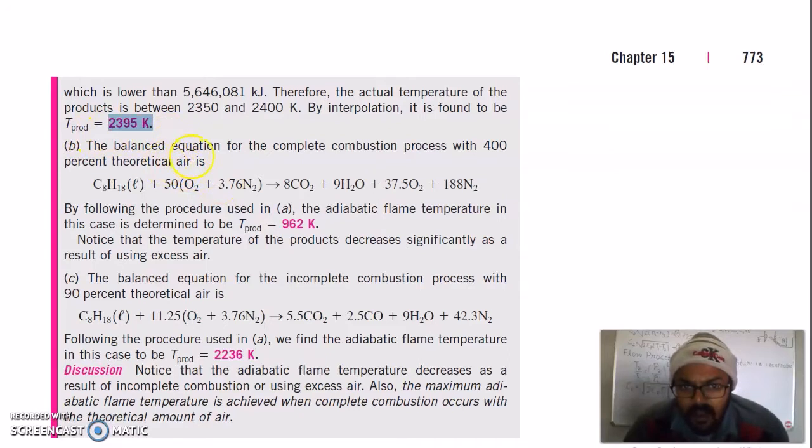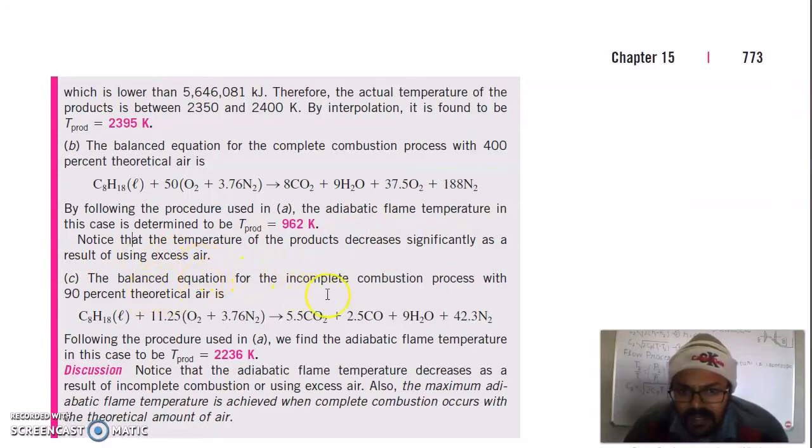The balance equation for the complete combustion process with 400% theoretical air is this equation, and when you solve it you will get a flame temperature of 962 Kelvin, which has decreased compared to the balanced chemical reaction air-fuel ratio. Notice that the temperature of products decreases significantly as a result of using excess air.